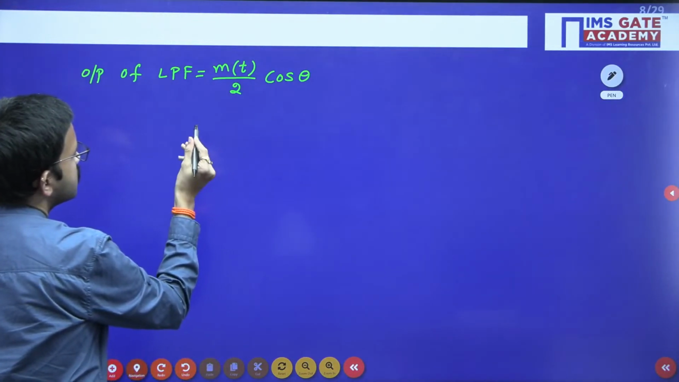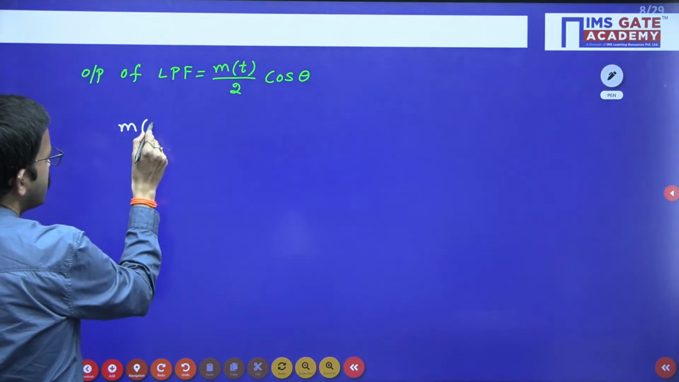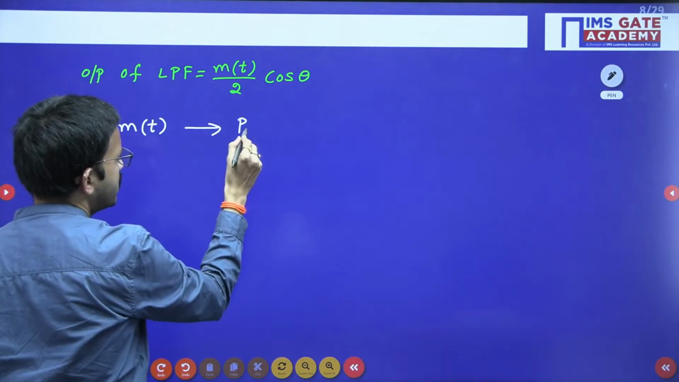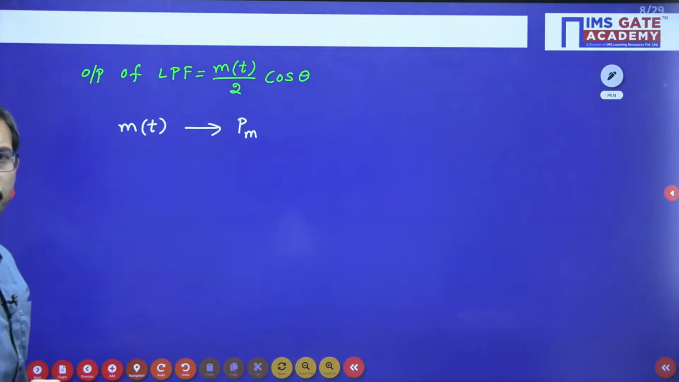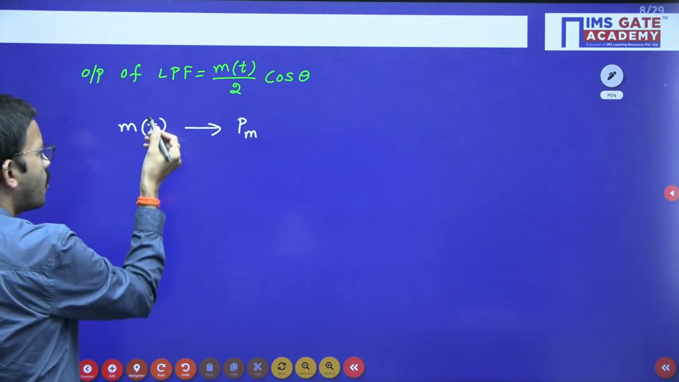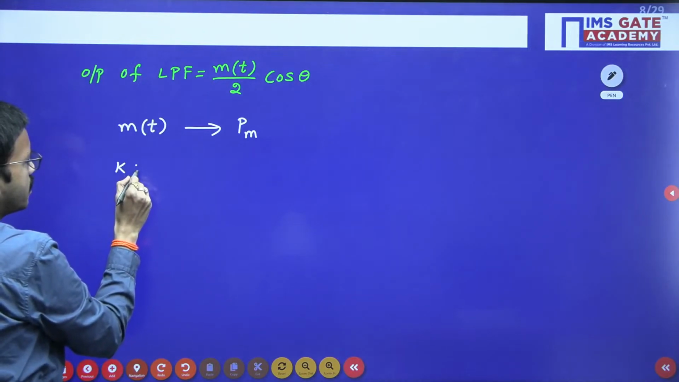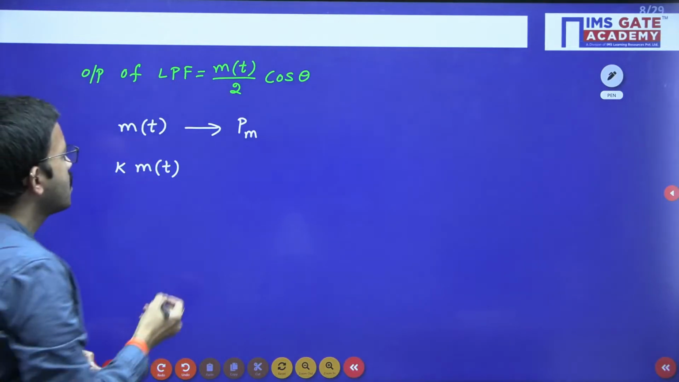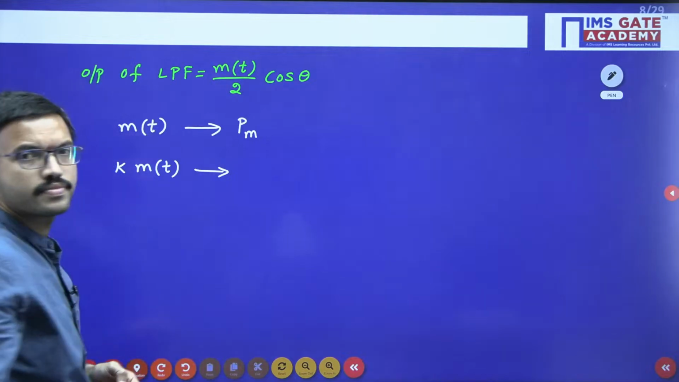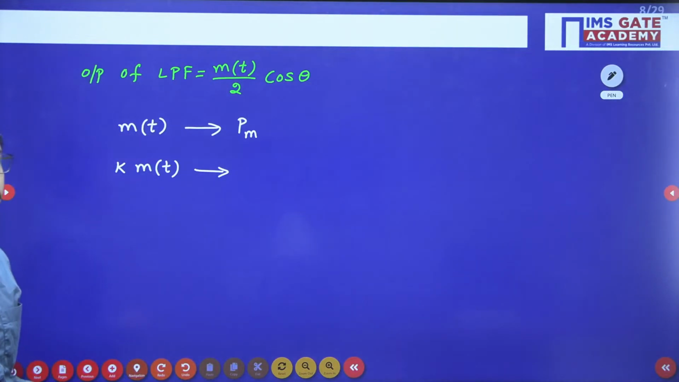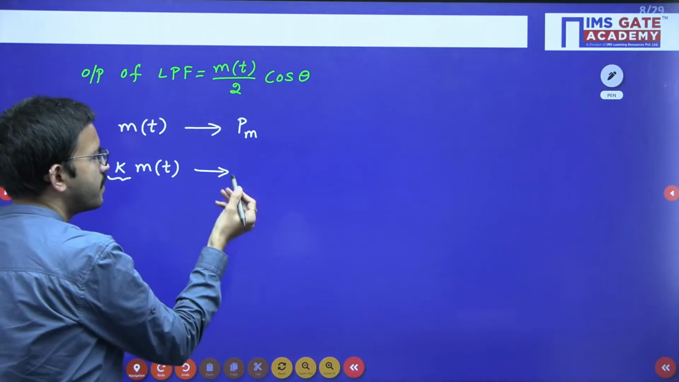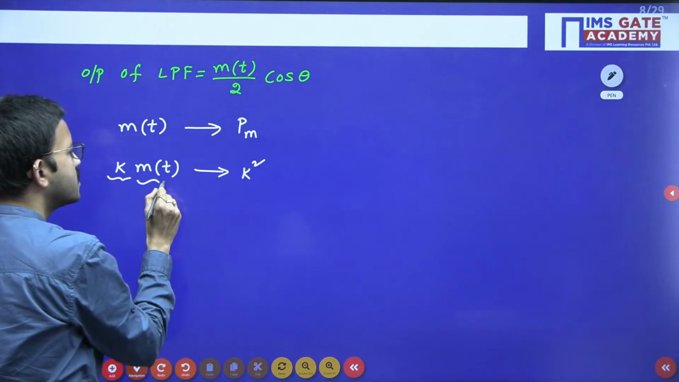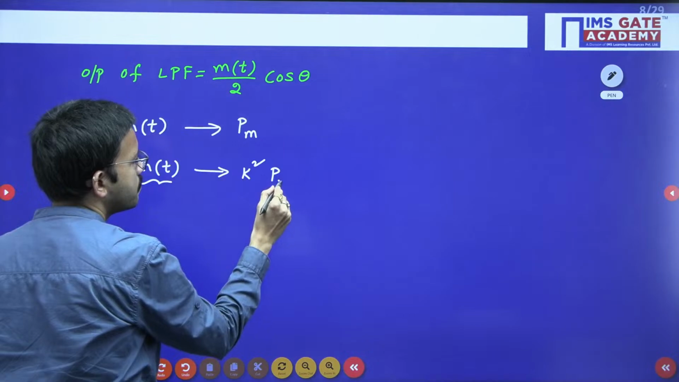So here, if you are having only the modulating signal, regarding that in the question they have mentioned the corresponding power is P suffix m. And for this modulating signal, suppose the modulating signal is multiplied by some constant k, now can you tell what will be the power? Whatever the constant you are having, just perform square of that. That means k square times Pm, the power of the modulating signal.